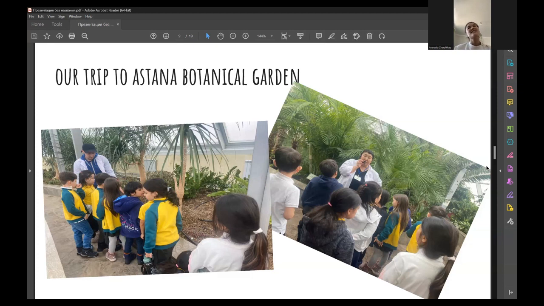So this is how you can understand what these plants feel. And of course, plants that need more water, you cannot find them in the desert. So they came to this point, and it was so much fun in there. Next slide, please.